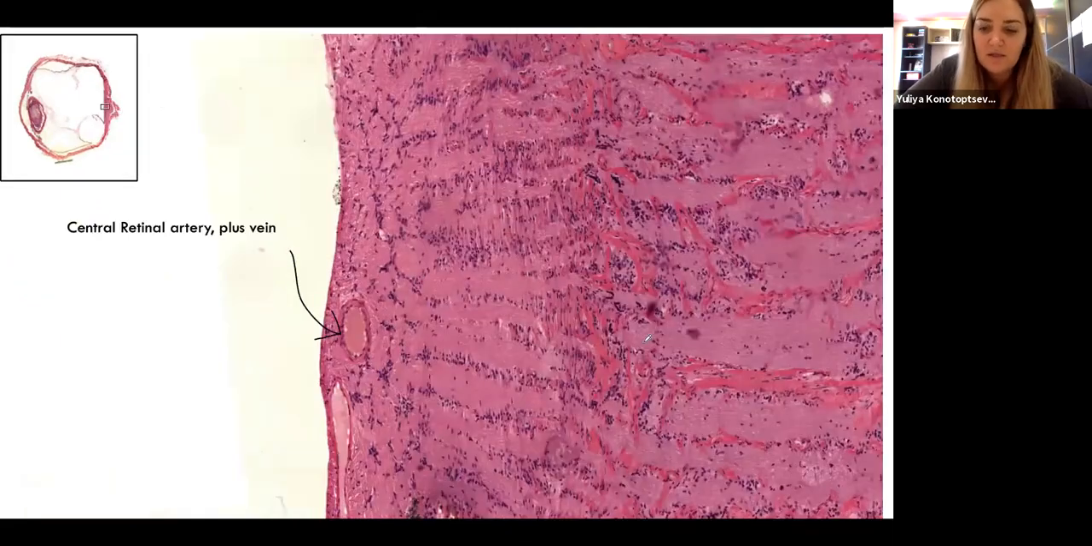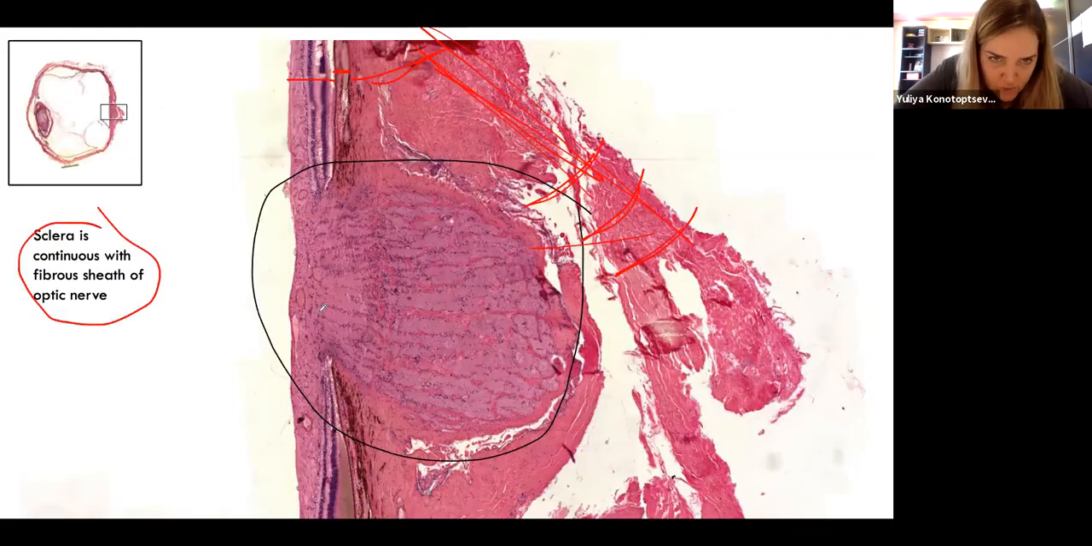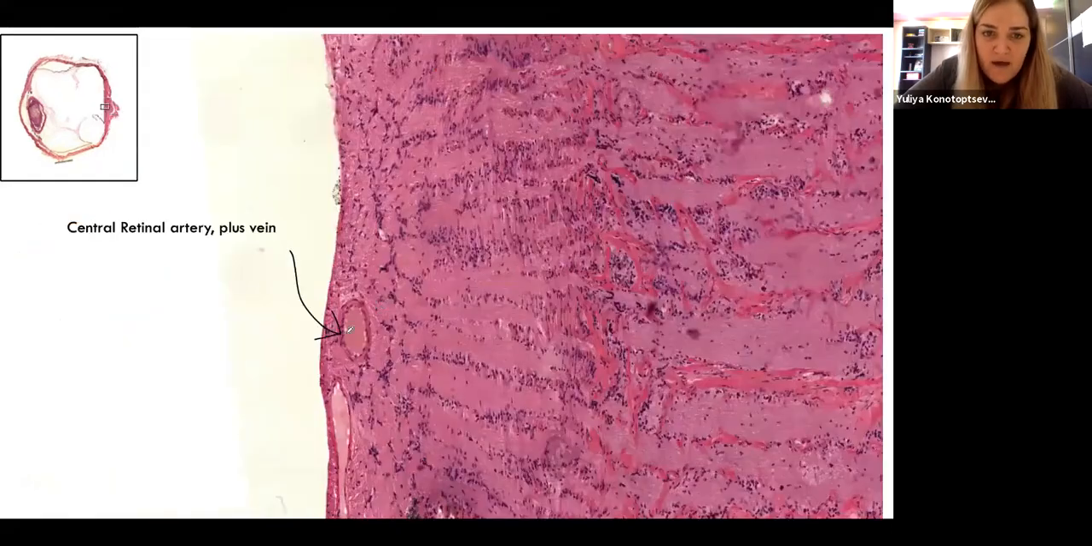You can see in the optic disc that there are 2 vessels here, very nicely visible. Vessel number 1, vessel number 2. We magnify. This one is going to be the central retinal vein. This one is the central retinal artery.